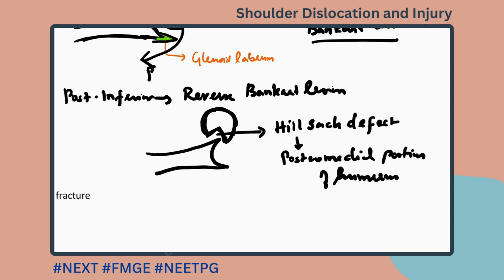Okay, are you clear in this? So whenever the head of the humerus slips anteriorly, the glenoid compresses the head of the humerus and it causes a defect in the head of the humerus, and that defect is called as what? Hill-Sachs defect. And in which portion of the humerus it is seen? It is seen in the posteromedial aspect of the humeral head. Banker's lesion is seen in where?